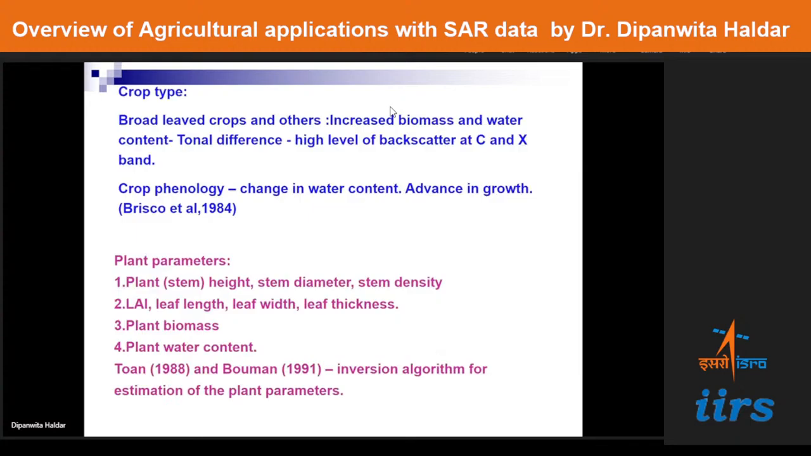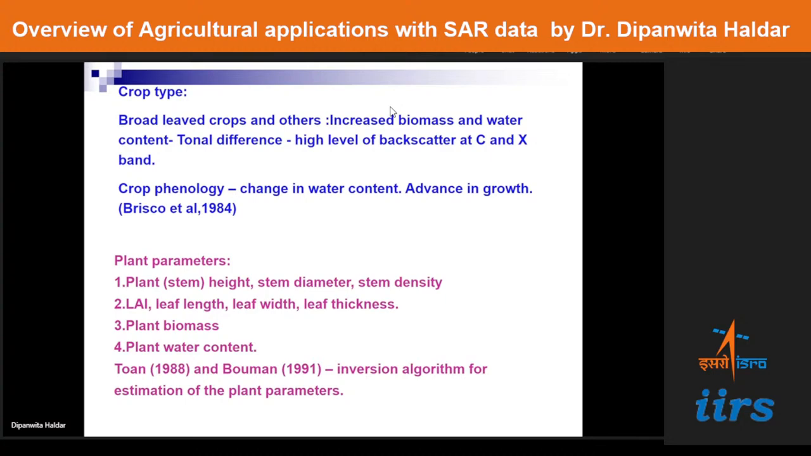Okay. So now, you have various crop types, with different geometry and architecture of the crops, it may be broad-leaf, narrow-leaf. So increased backscatter is a result of the biomass and the water content. So there are tonal differences, a high level of backscatter at C band or X band, and they manifest in terms of the levels of backscatter.